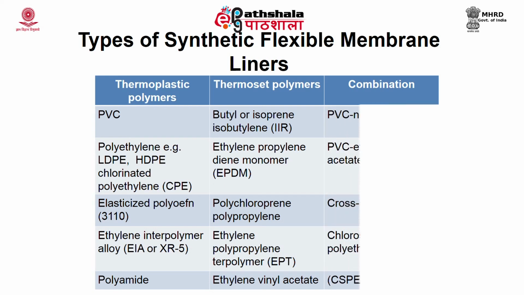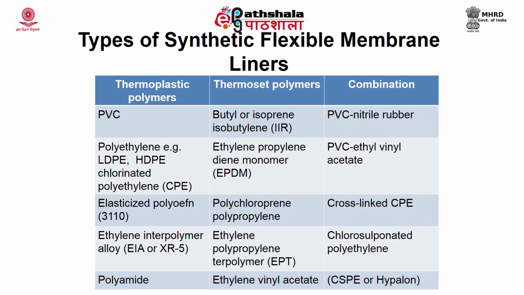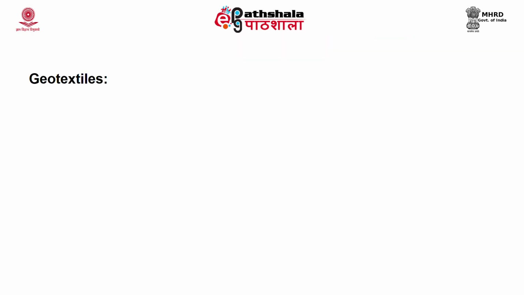In combinations, that is thermoplastic and thermoset polymers, you find PVC nitrile rubber, PVC ethyl vinyl acetate, cross linked CPE, that is chlorinated polyethylene, chlorosulfonated polyethylene and Hypalon. These are also used as synthetic flexible membrane liners. Next type of liner material is geotextile.